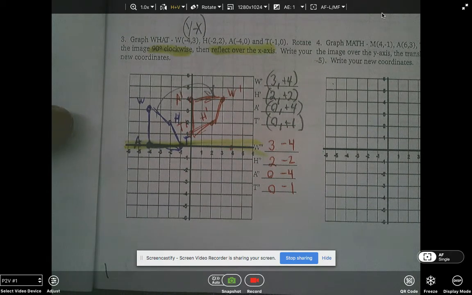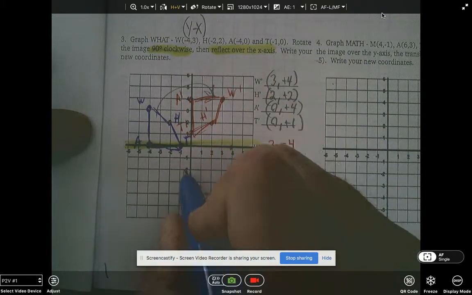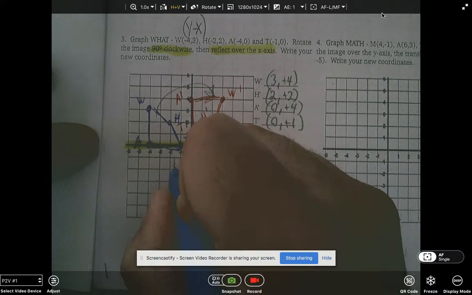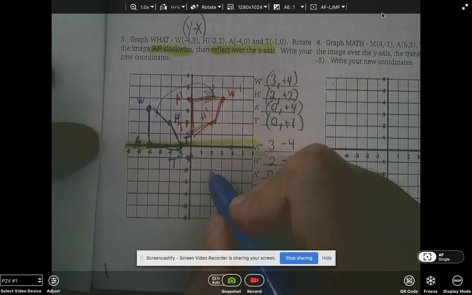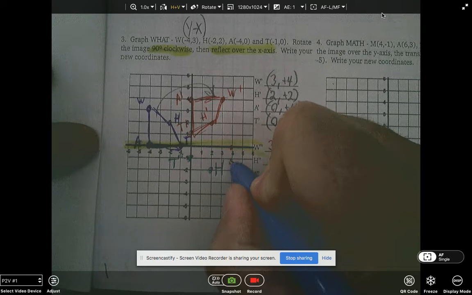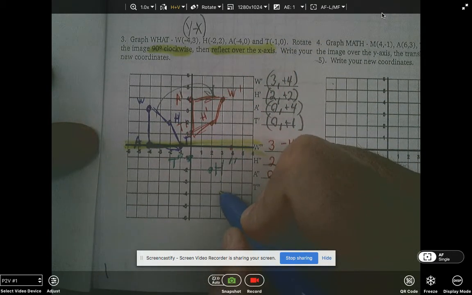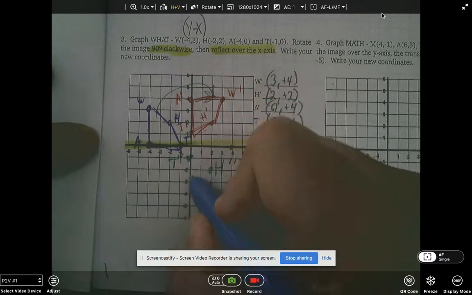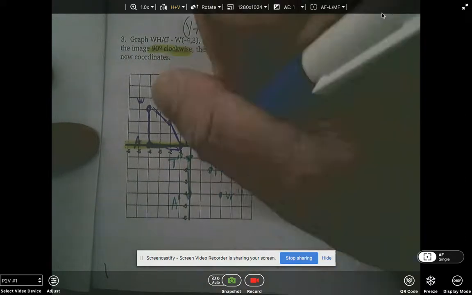So I'll do it here in green. This is over the line 1, and then here 1. So this is T double prime. And then 1, 2, 1, 2. This is H double prime. 1, 2, 3, 4. 1, 2, 3, 4. W double prime. Then 4, 4. A double prime.